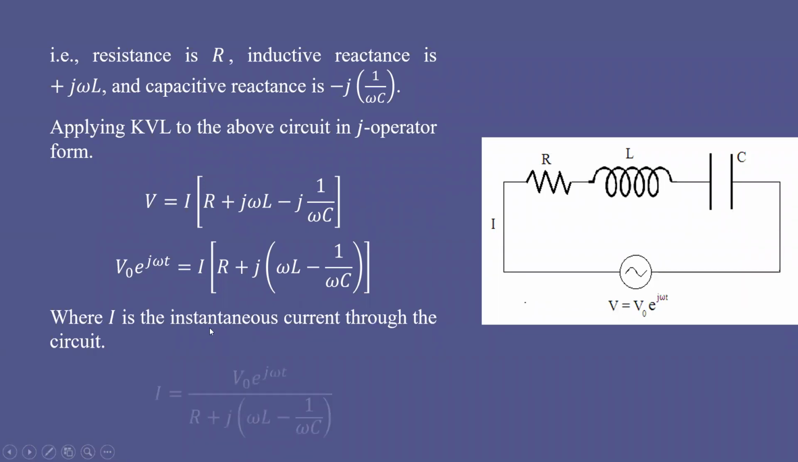What is the expression for I? I will be equal to V by total resistance. What is V? V is V naught into e to the power j omega t divided by R plus j into omega L minus 1 by omega C. That is the expression for current in the circuit.